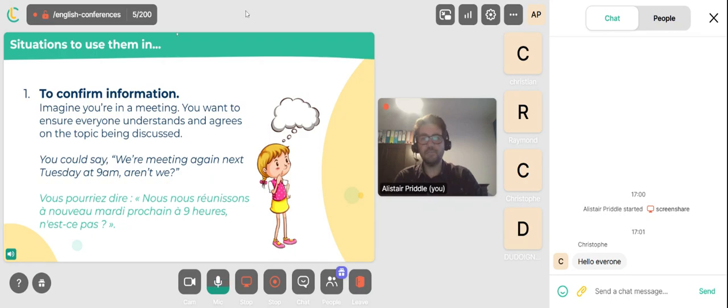Well, let's think about some situations to use tag questions. So number 1, very common, to confirm information. Example, imagine you are in a meeting. You want to ensure everyone understands and agrees on the topic being discussed. You could say, we're meeting again next Tuesday at 9 a.m, aren't we?